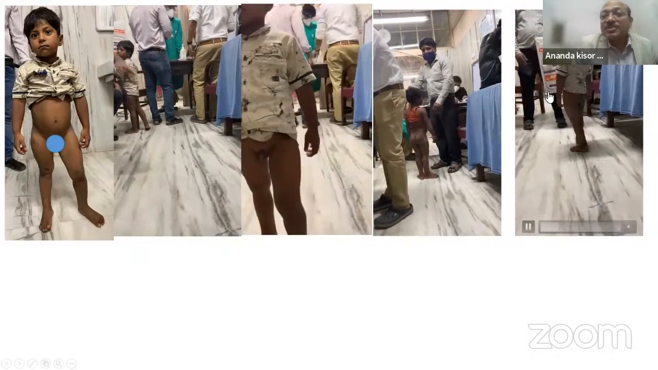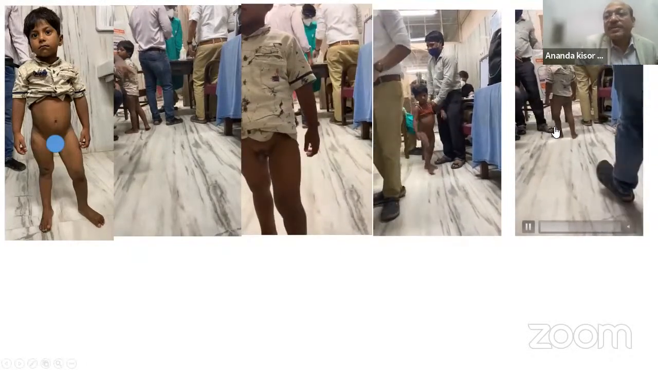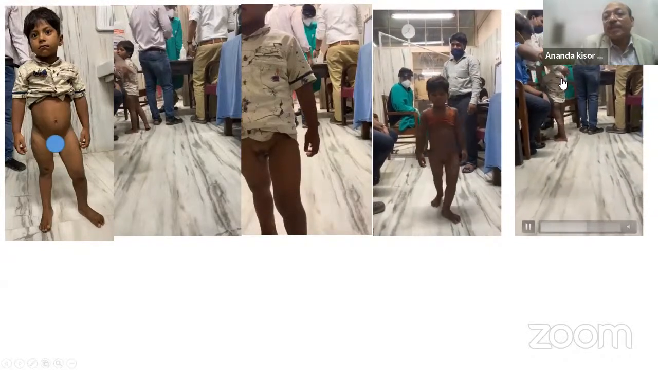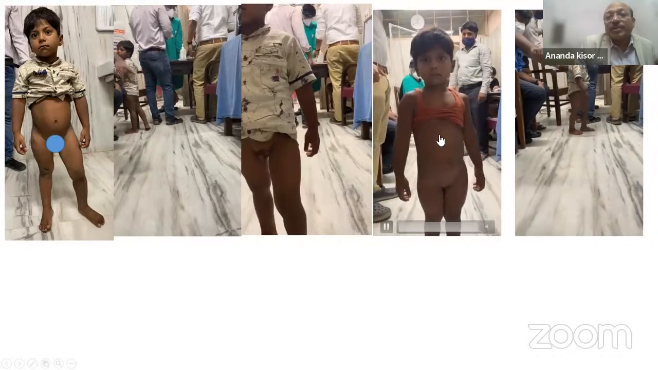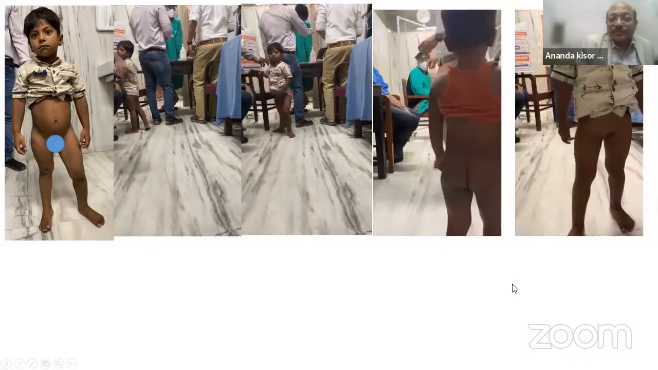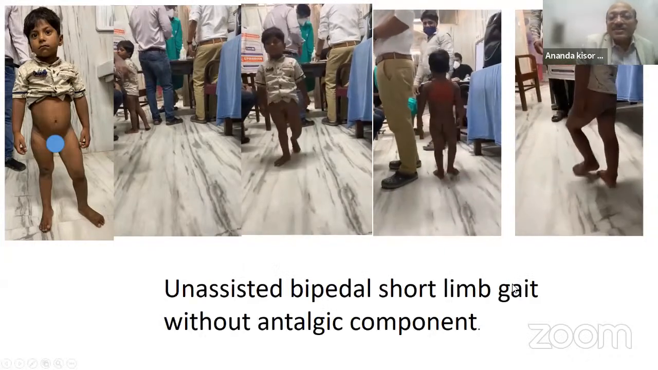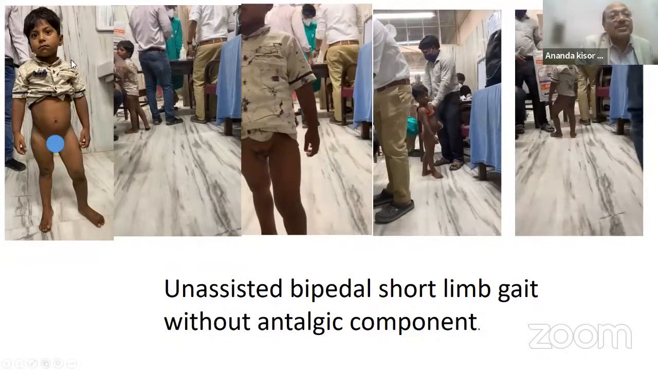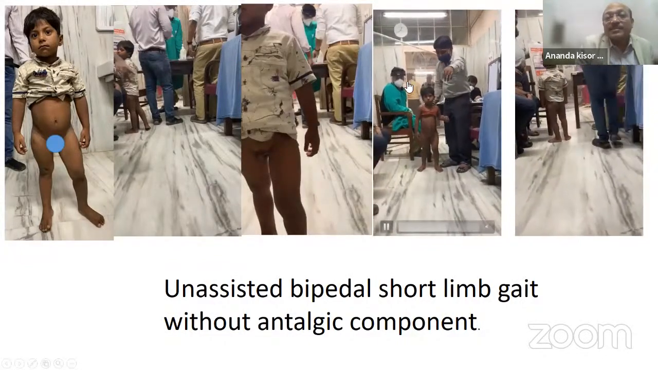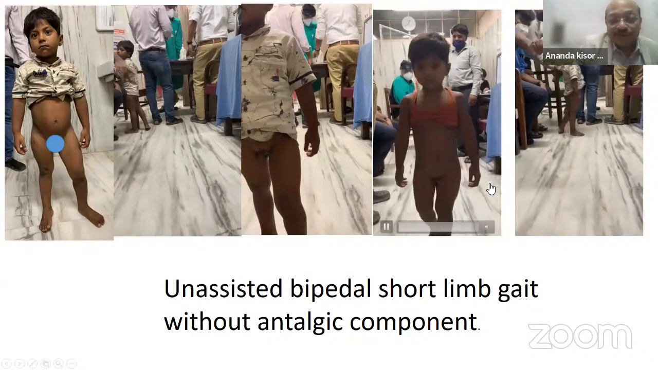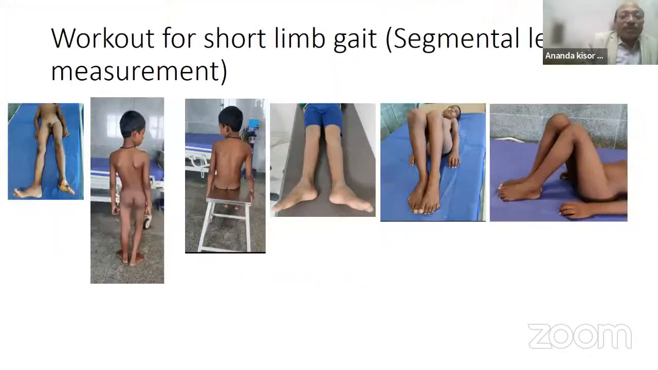So check this one. This is very good. The patient is walking, yes, and the shoulder is going up and down. So this is basically a short limb gait, isn't it? It is an unassisted bipedal short limb gait without antalgic component. As you can see here, the face is absolutely painless, and the stance phase is more than the swing phase. So there is no antalgic component.